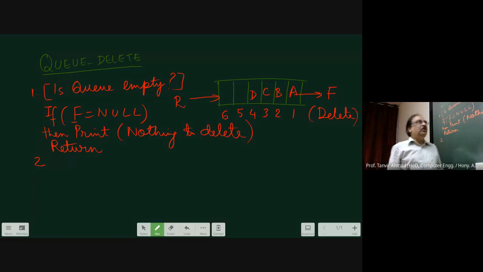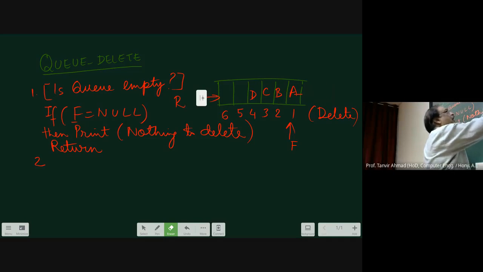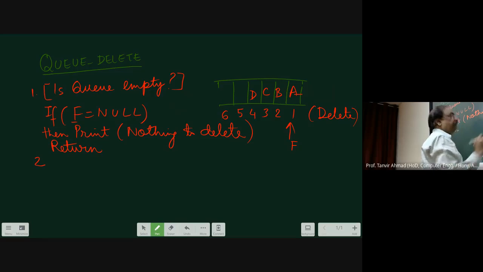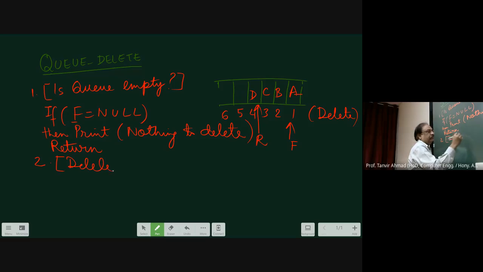Now once I remove A, A will come out and the pointer front will move from 1 to 2. Initially it was pointing here, and R was pointing to this place. Once I remove A, F will now point to B. That means in the second step I will say delete the front element.